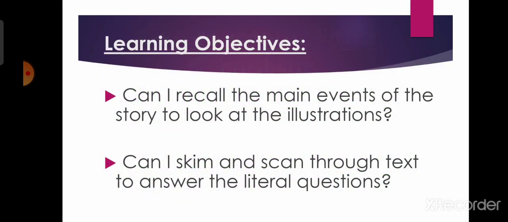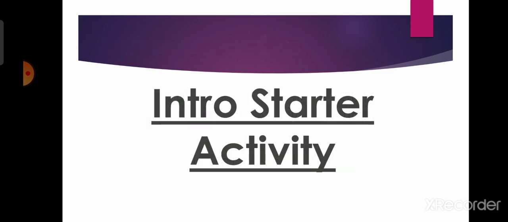First, read the learning objectives with me. Can I recall the main events of the story by looking at the illustrations? Can I skim and scan through the text to answer the literal questions? Children, in the intro starter activity, we will recall the main events of the story looking at the illustrations.